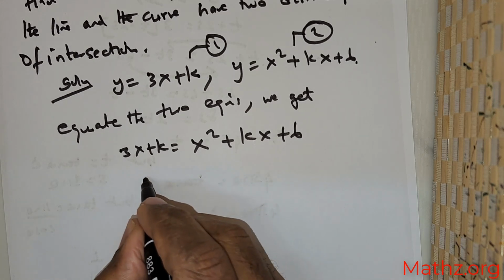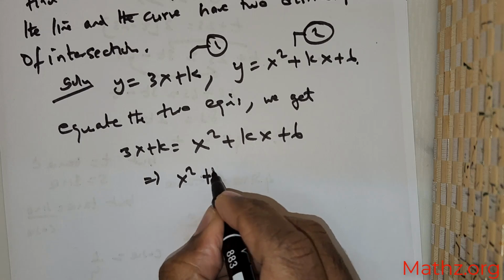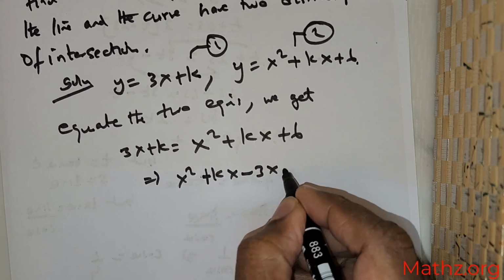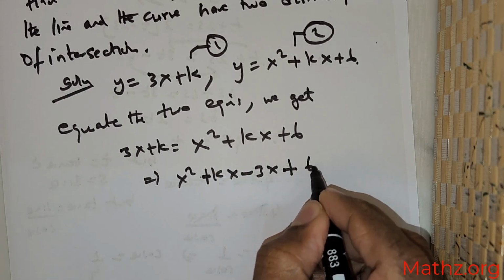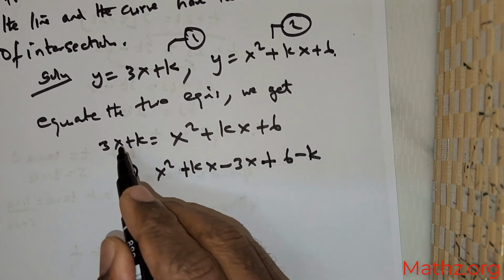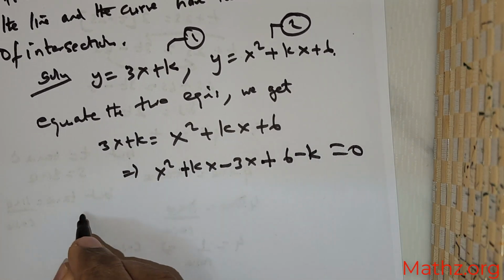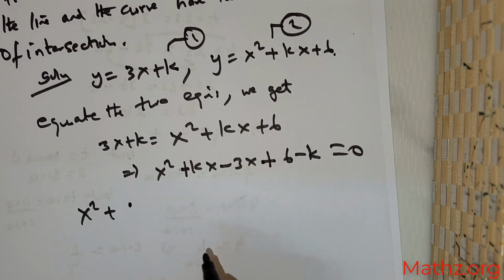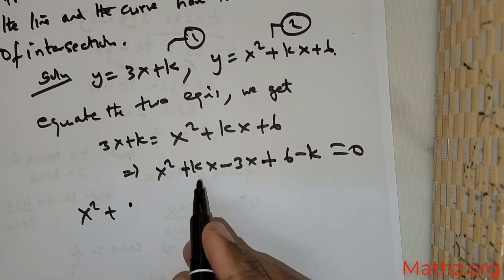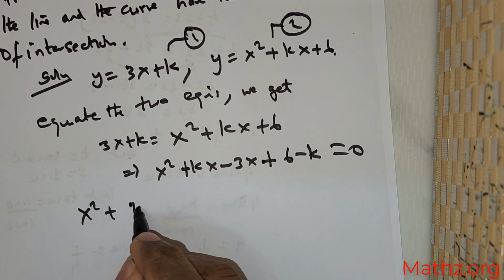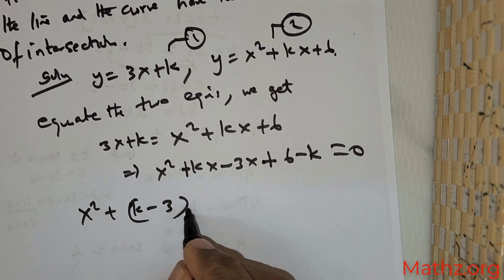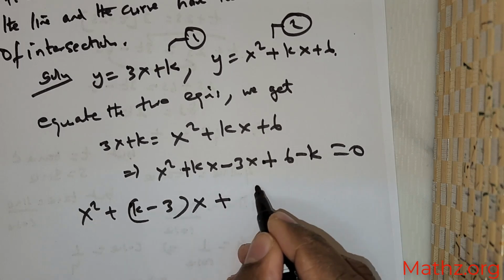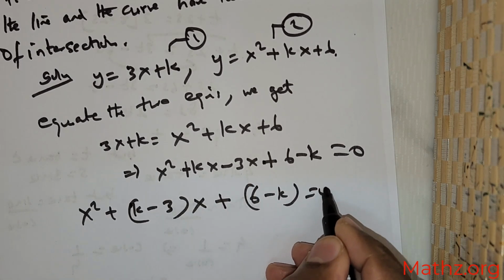and from here we get x² + kx - 3x + 6 - k = 0, right? So this can be rewritten as x² + (k - 3)x + (6 - k) = 0. Now what I wish to do is I will write it in this fashion.